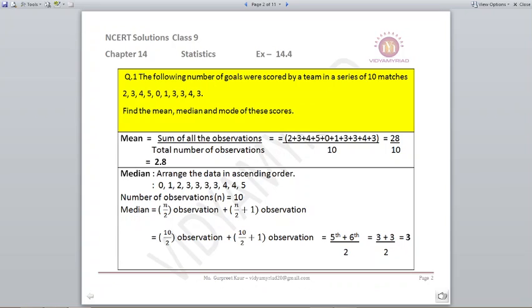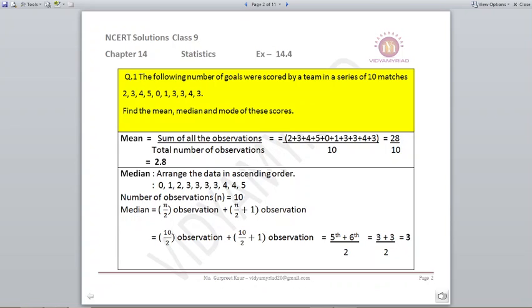Now what is basically mean? Mean is what we find by adding all the values of the observations and dividing it by the total number of observations. Generally we represent mean by writing x with a bar on it, we call it x bar. So that is mean. Now let's do it with the help of the question.